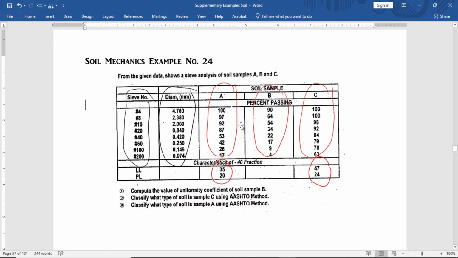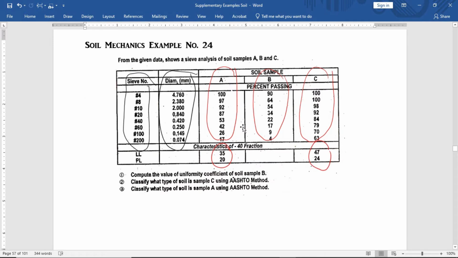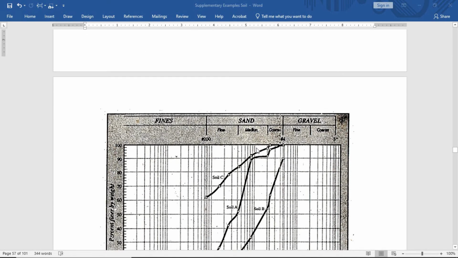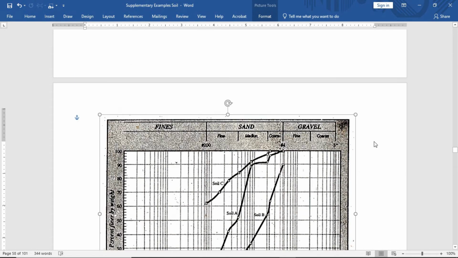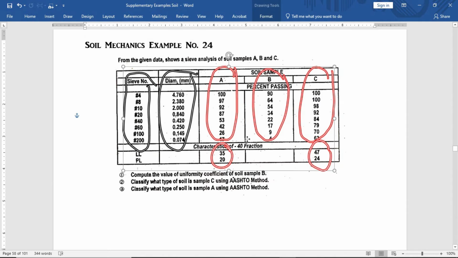Ito yung mga pinapakompute sa atin. In number 1, compute the value of uniformity coefficient of soil sample B. And for number 2, classify what type of soil is sample C using AASHTO method, and classify what type of soil is sample A using AASHTO method. AASHTO pa rin gagamitin natin. Ito yung given rin to.